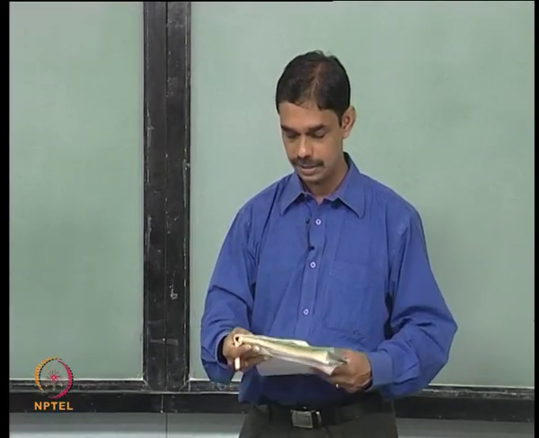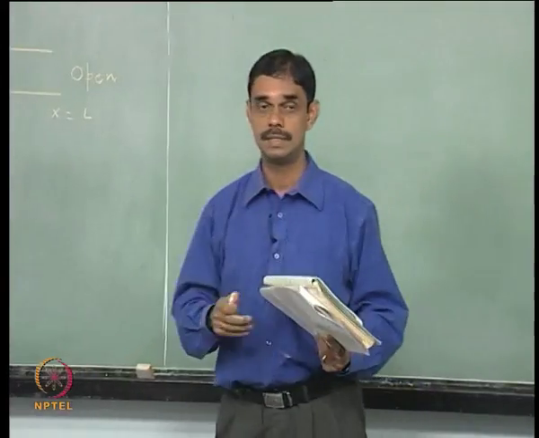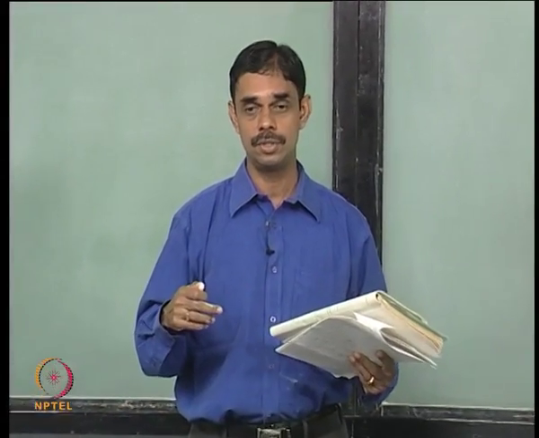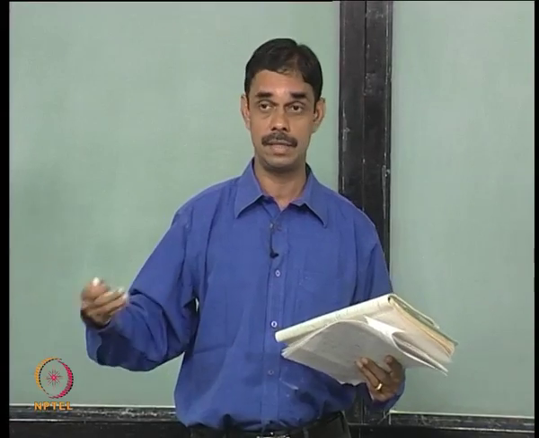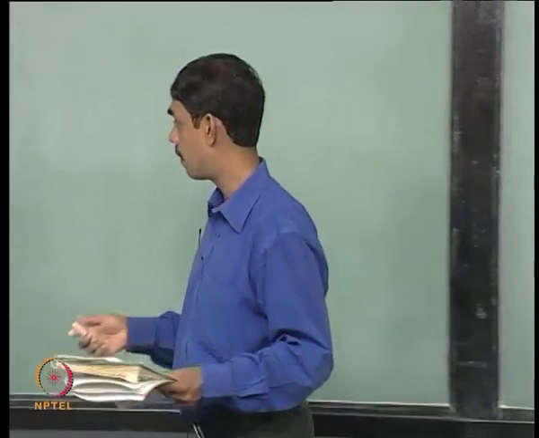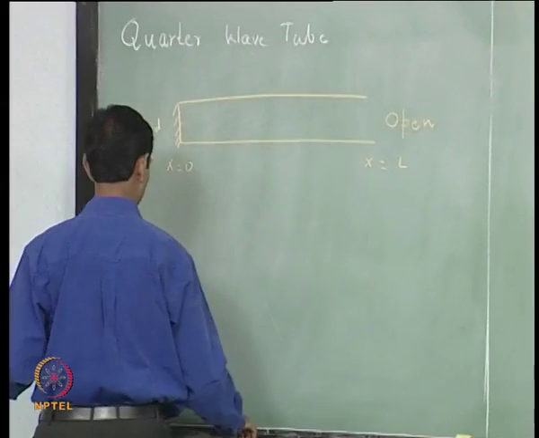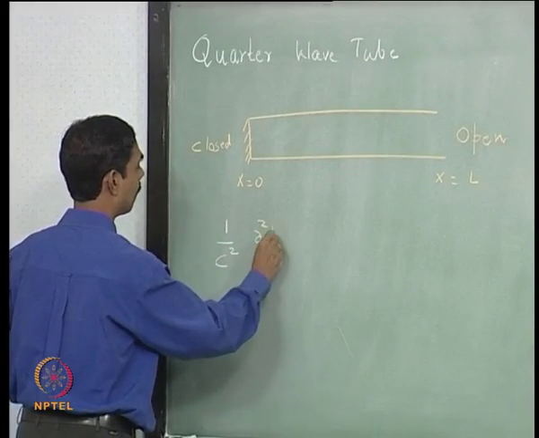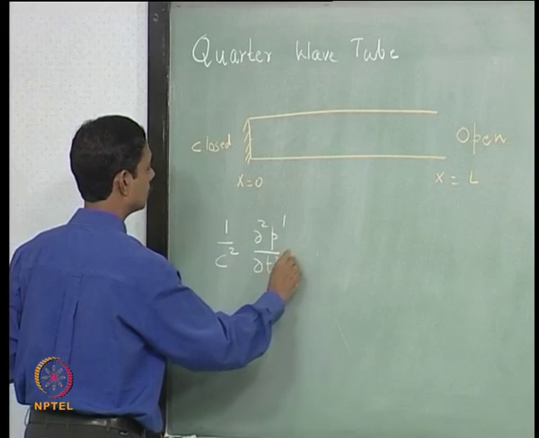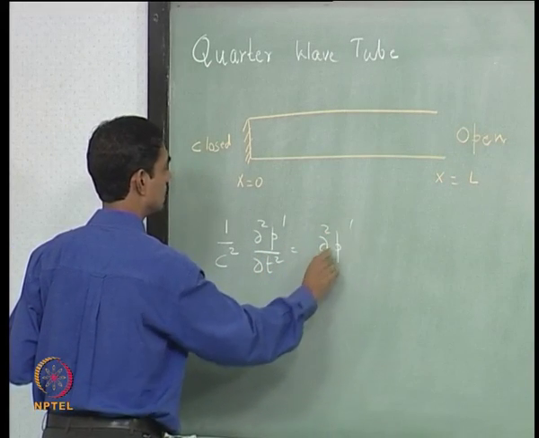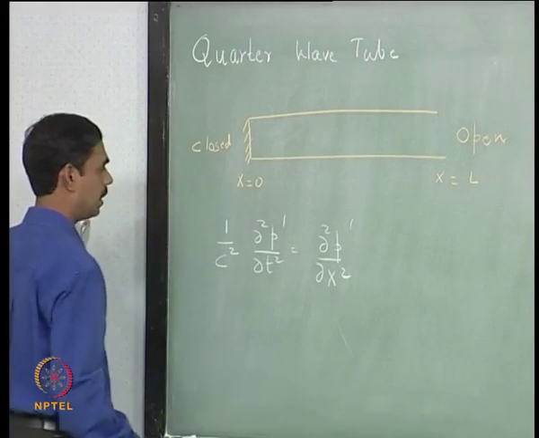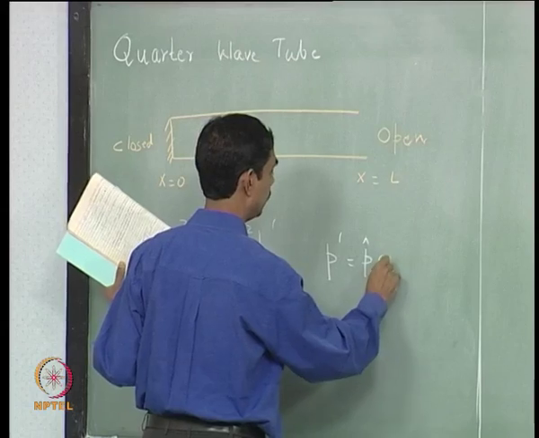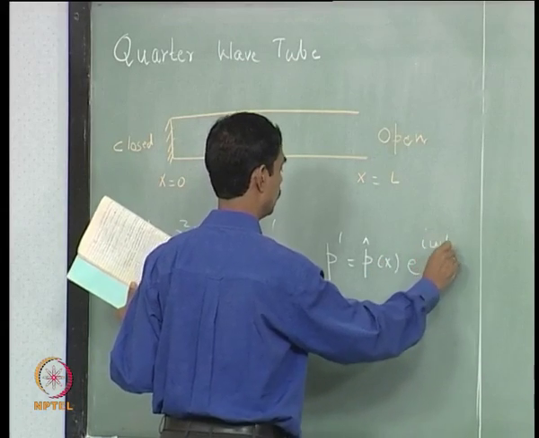So what we first need to do is to write the boundary conditions. The way you solve any differential equation is to write the boundary conditions, and then with the boundary conditions we try to solve for the equations. So let us start solving this problem. We will start with the wave equation itself. So we make this ansatz that p prime equals p hat of x e power i omega t.